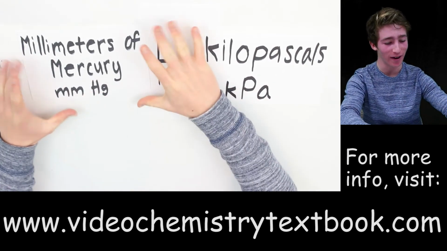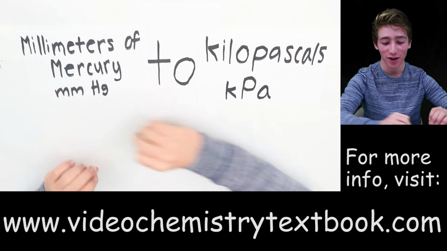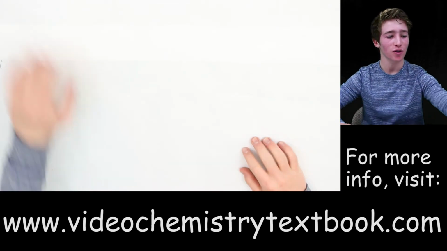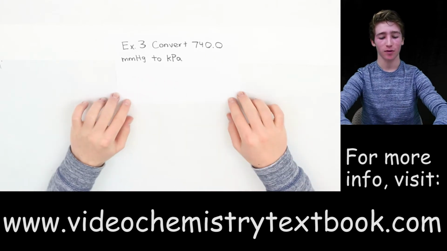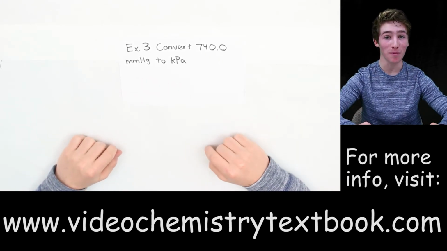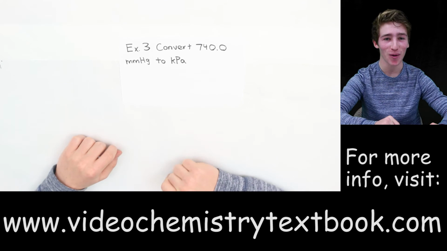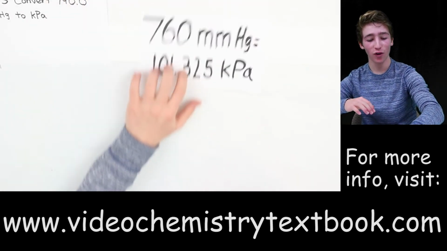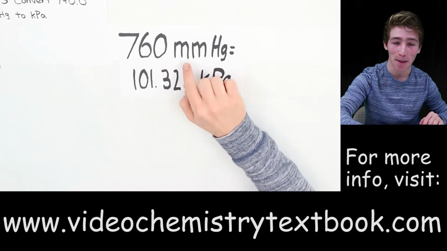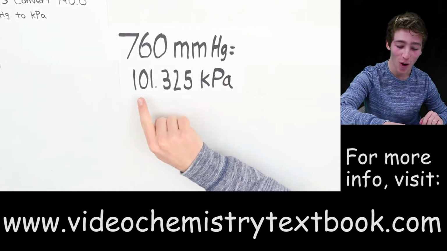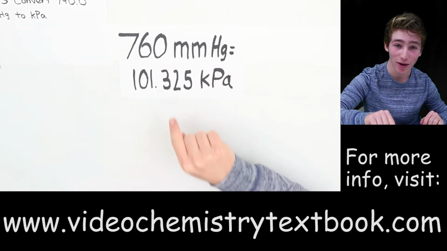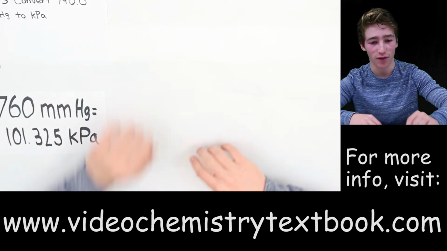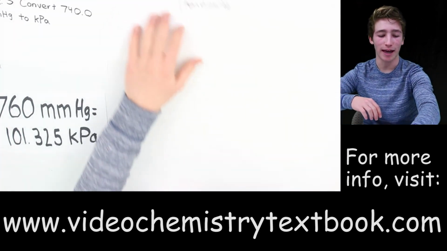Alright, so we are going to be converting millimeters of mercury to kilopascals. Our example is convert 740 millimeters of mercury to kilopascals. Now, we're going to use the conversion factor, 760 millimeters of mercury to 101.325 kilopascals. We're going to take that conversion factor and put it into dimensional analysis.